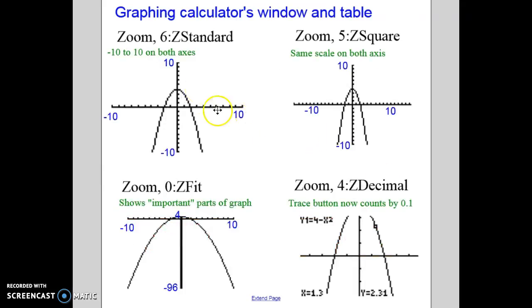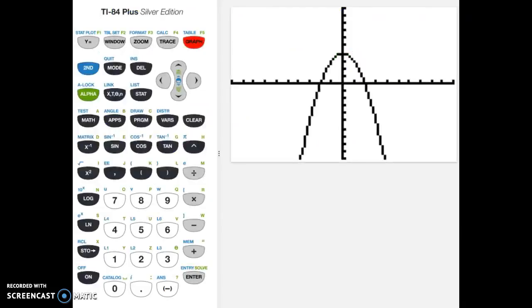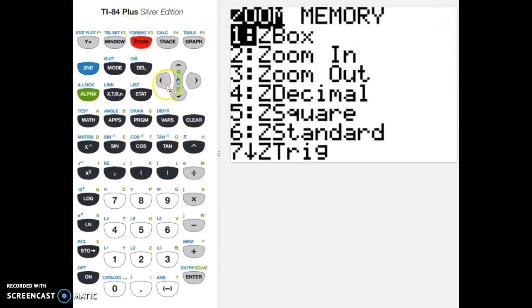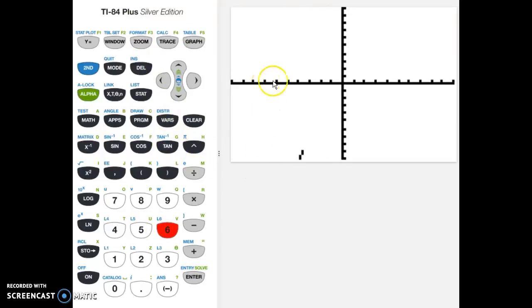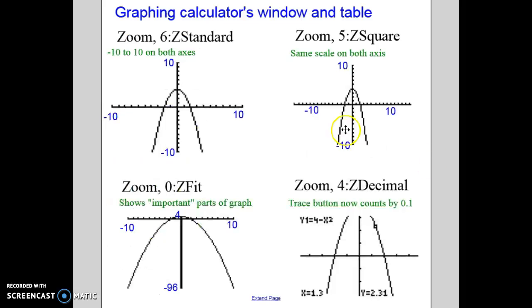Now, we call this window a standard window. There's even a special zoom button on your calculator. If you hit zoom and then select option 6, zoom standard, it will get you to a window that goes from -10 to 10 on both axes. So that's a good option when you change your window and want to go back to a typical window.